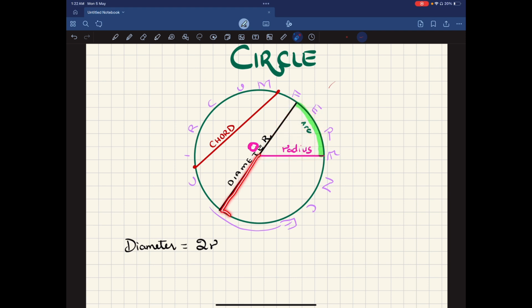We're going to get into the details of minor and major sectors in a bit, but basically, you need to understand what a sector is. A sector is a region enclosed between two radii and an arc. So this yellow part is a sector, an example of a sector. There are a lot more sectors.